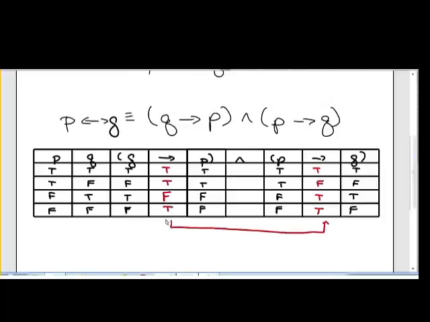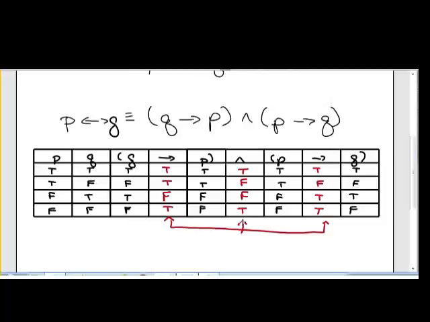Then we compare these 2, which are the results of the left-hand side and the right-hand side, and we use the rules for the and statement, which says that the and is true only if they're both true. So we have true and true, so that one's true. And at the last one, we have 2 trues, and the other ones contain at least 1 false. So that's what the truth table for the biconditional is. It's true if they're both true, and it's true if they're both false. The truth values have to match up for the biconditional statement to be true.